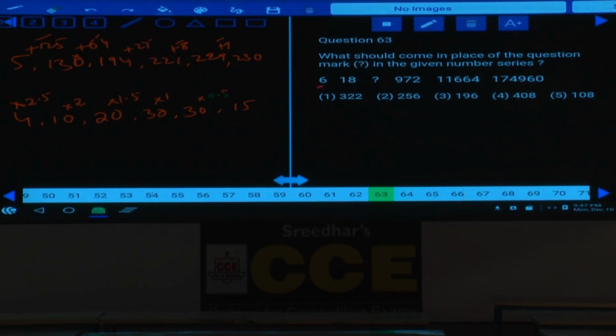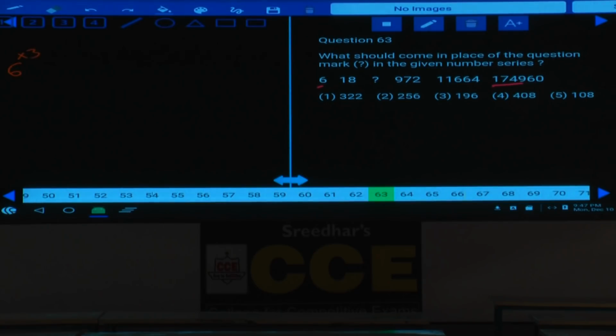Then question number 63. Now it is starting at 6, ending at 1,74,960. The numbers are increasing at a very fast rate, hence it must be product or combination. Now if you observe here, 6 and 18 can be written as 6 into 3 is 18. Now 18 and there is a blank, and after this 972 is there. Now 972 and 11,000 can be written as 11 into 10 into 12. Now this will be into 12. If this is into 12, then check out the last one, 174960.